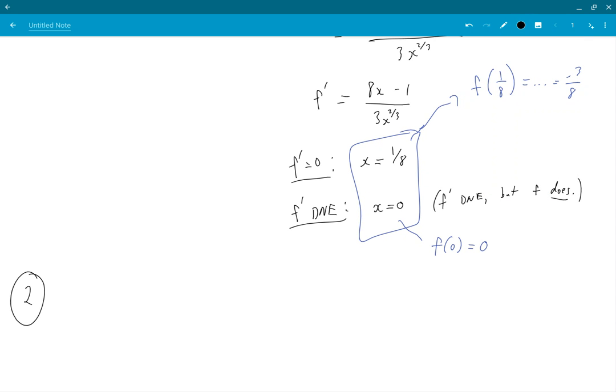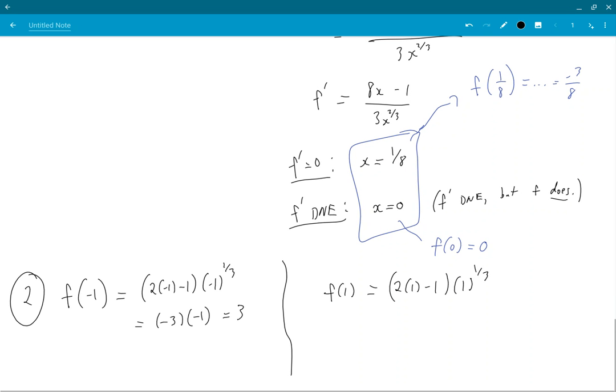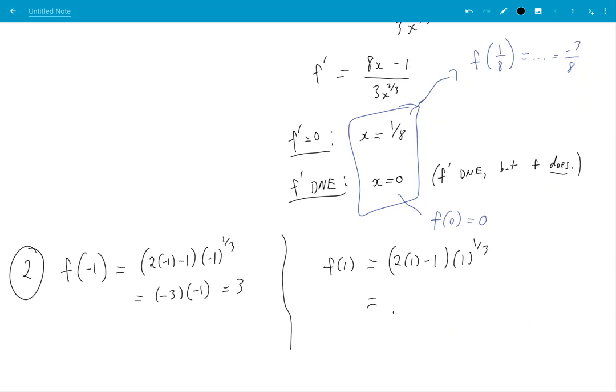2 endpoints. F of minus 1 is, we plug 2 times minus 1 minus 1. Minus 1 to the, what is it, a third? That's the function, right? Yeah. Okay, so what is that? Minus 3 times minus 1 is 3. F of plus 1 would be 2, 1 minus 1. 1 to the third. And that's just 1.